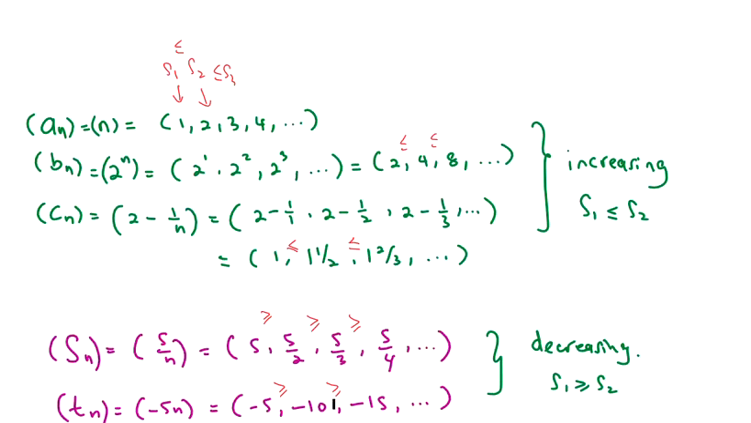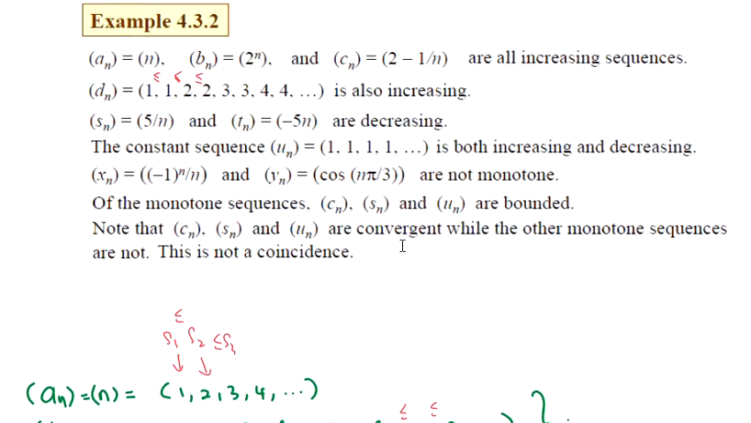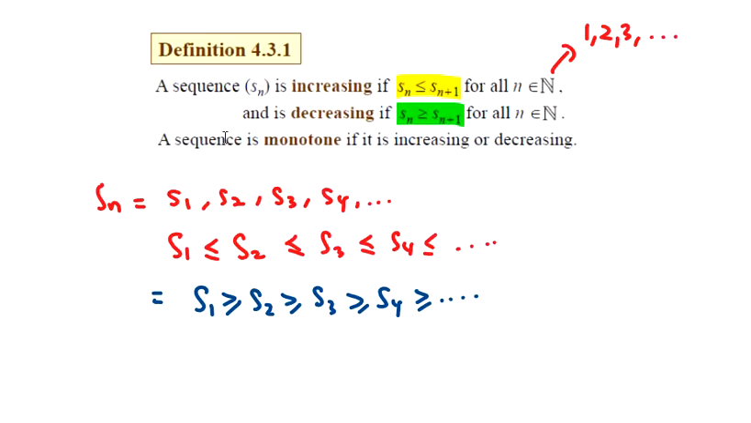Alright. Next example. Given x sub n, x sub n and y sub n are not monotone. Why? From the definition, a sequence is monotone if it is increasing or decreasing. So when it is not monotone, it is not increasing and not decreasing.